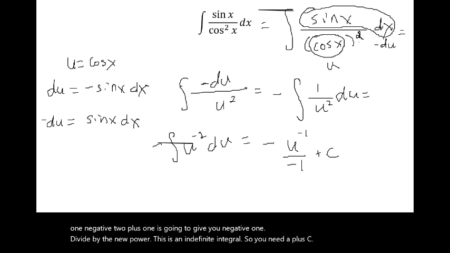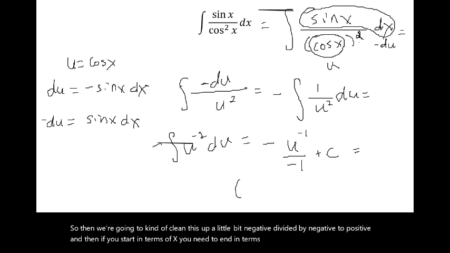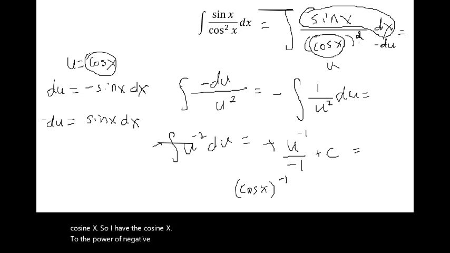So then we're going to clean this up a little bit. Negative divided by negative is a positive. And then if you start in terms of x, you need to end in terms of x. So I'm going to replace u with cosine x. So I have cosine x to the power of -1. Negative divided by negative was a positive, plus c.